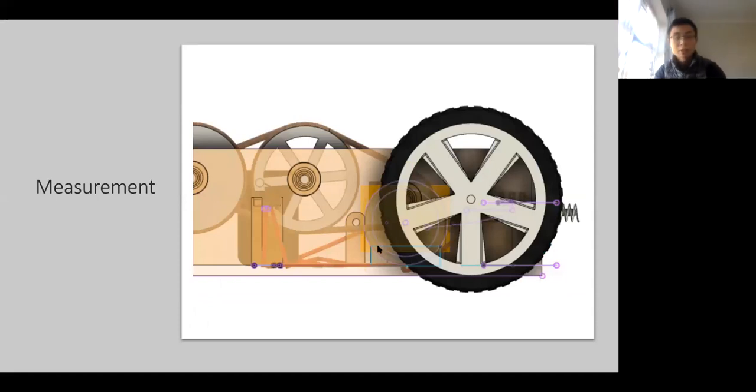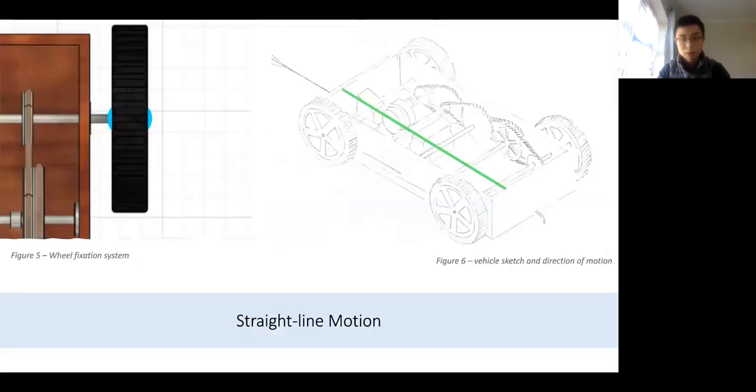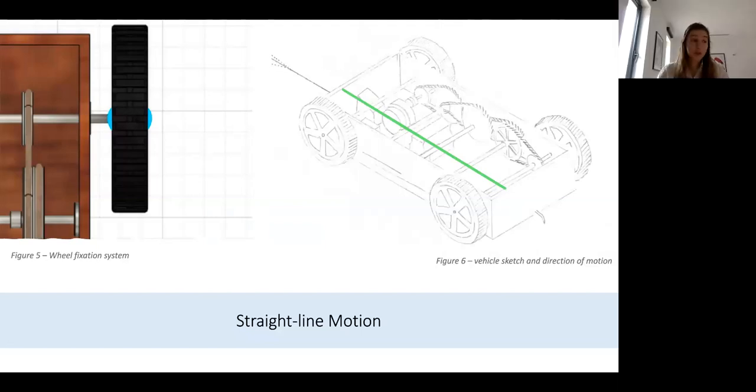Here is how it looks when the whole system is installed inside the chassis. Straight line motion: to travel in a straight line, the center of mass of the vehicle needs to be aligned with the center of mass of the chassis. To further stabilize the vehicle, we will fix the wheels to the road using superglue on both sides of the wheel. Next slide, please.